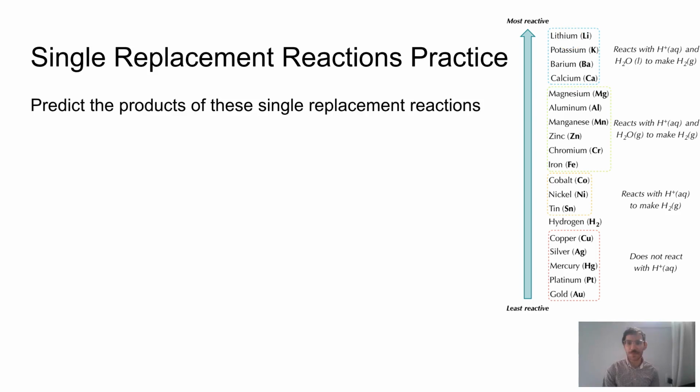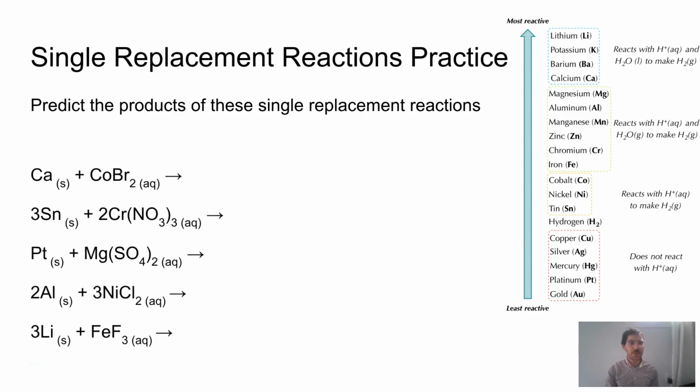So let's try and do some practice with this. Why don't you look at this list and try and predict, first of all, what the products of these reactions are going to be? Let's do that for starters. Pause the video and see if you can do these and make sure that they are nice and balanced. I've already balanced out one side, so it shouldn't be too difficult.